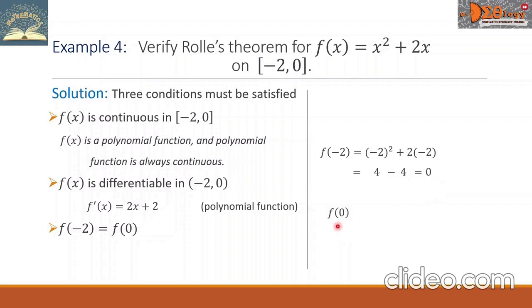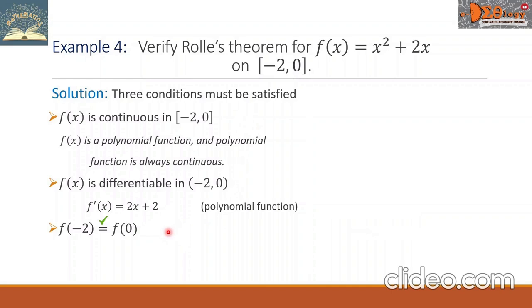Then f of 0. With a given function here, now it becomes 0 squared plus 2 times 0. 0 squared is simply 0. 2 times 0 is 0. So 0 plus 0 is 0. F of 0 equals 0. F of -2 equals 0. That means f of -2 is equal to f of 0. So, this is satisfied. Now we can see that the three conditions are satisfied.